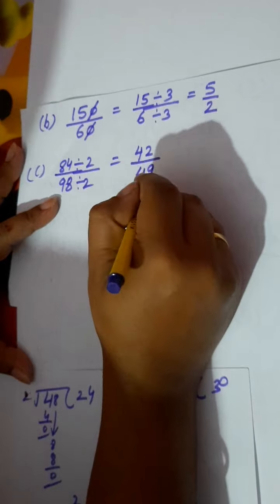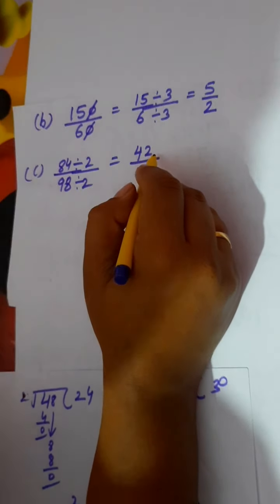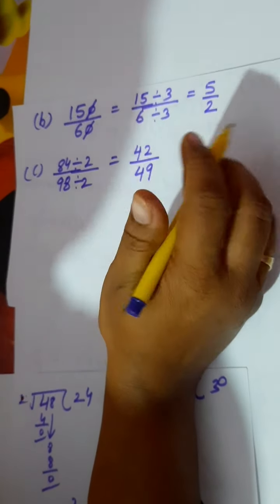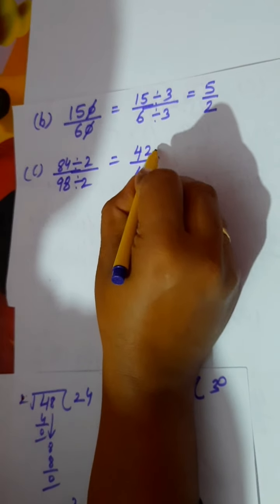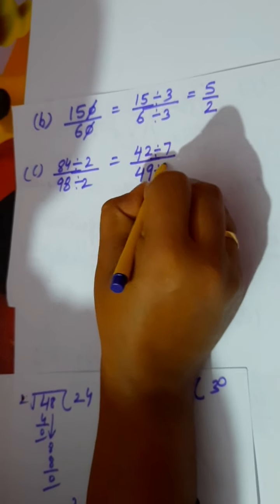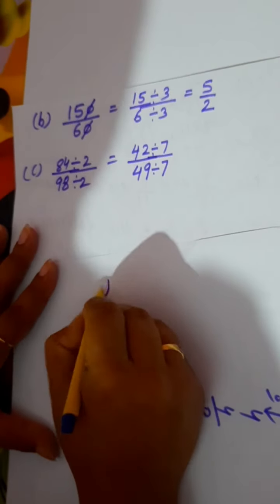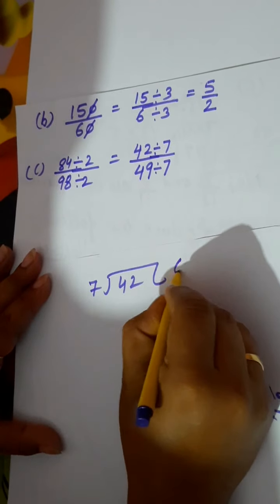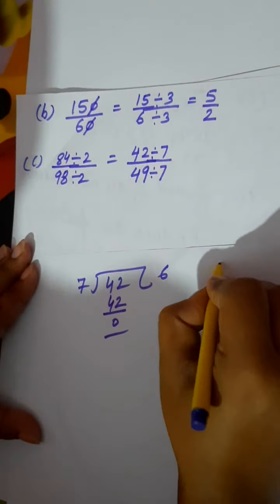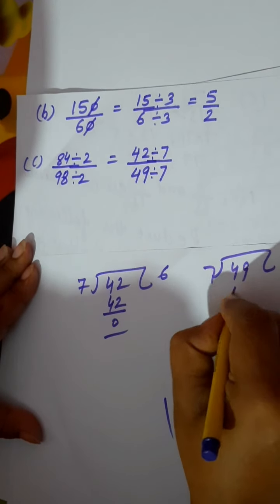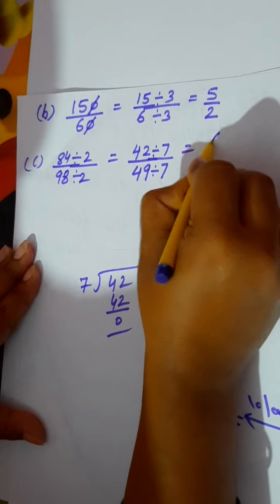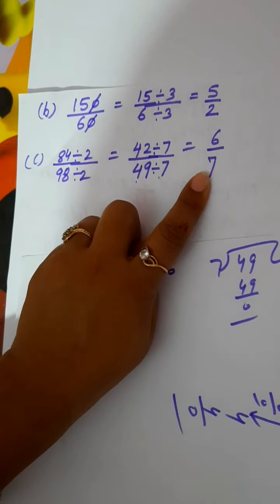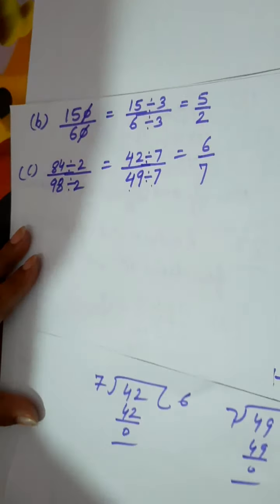Here we have 42 and here we have 49. It means both are not divisible by any even number, because one is even and one is odd. This is not divisible by 3, not by 4, not by 5, not by 6. Then you will find out it is divisible by 7. When you divide 42 by 7, I will write 6 7s are 42, and when you divide 49 by 7, 7 7s are 49. So here I get 6. 49 divided by 7, I will get 7. So this is your reduced form, simplest form. So your answer is 6 upon 7.